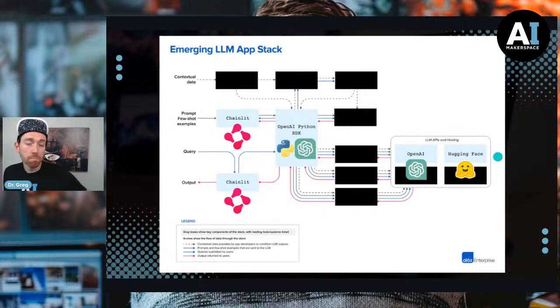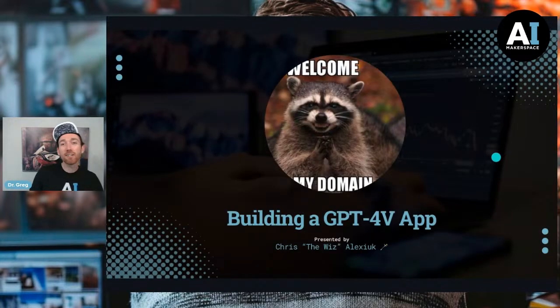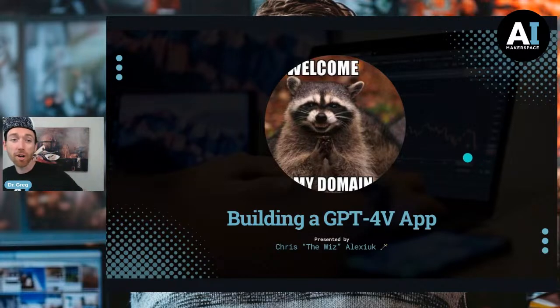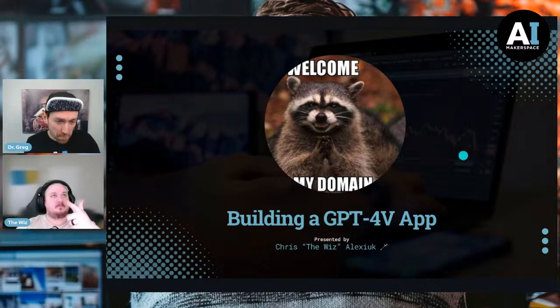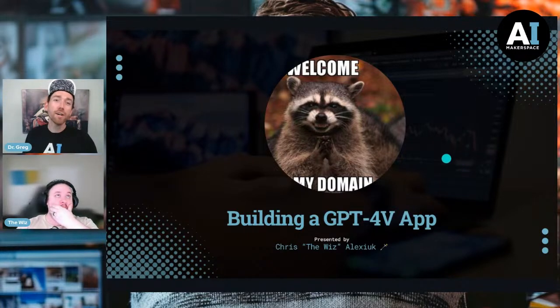So back to Wiz's domain here to show you exactly how to put this thing together. It's real simple, and it'd be a great thing for you to put together, play with, and share with others who are also interested in building, shipping, and sharing at the LLM edge. Wiz, show us how to build this GPT-4o app.